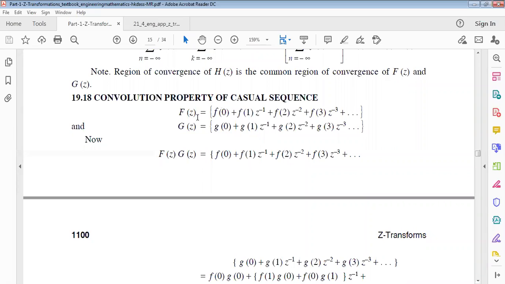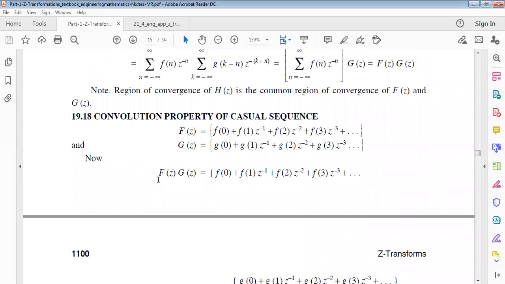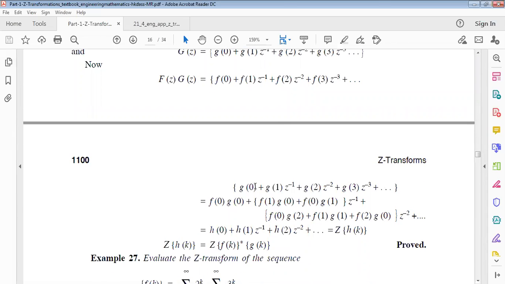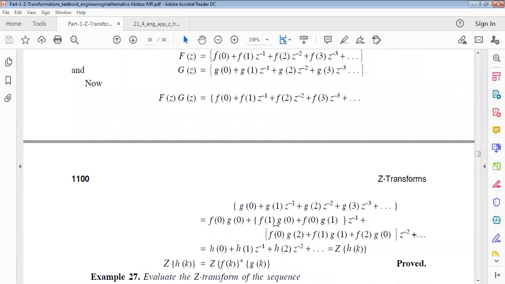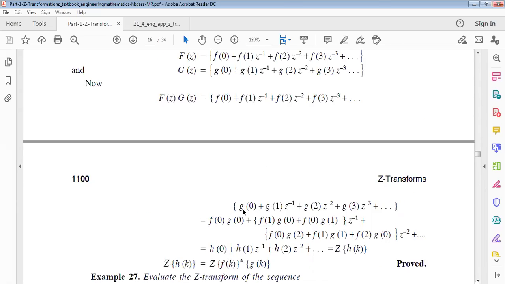Convolution property of a causal sequence: f of z equals this and z of z will be this, starting from 0 to infinity, from non-negative n. Now if you take f of z into z of z, multiplication, that means the composite form of the two sequences. This will be f of 0, f of 1 z inverse, multiplied with this one. Taking the multiplication, we get f0 z0 plus f1 z0, f0 z1, z inverse, and in this way another sequence, where this is h0, this is h1, this is h2. That means this is the composite Z transformation of ASK altogether. So the Z transformation of ASK can be written as the Z transformation of this. This is the convolution form.